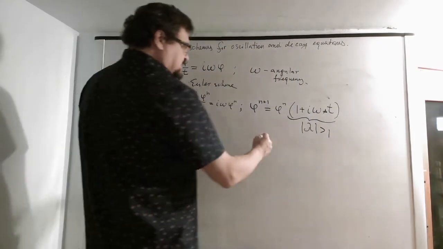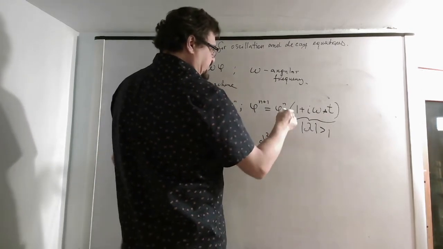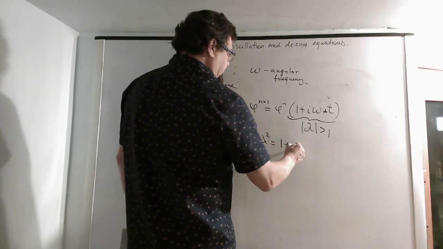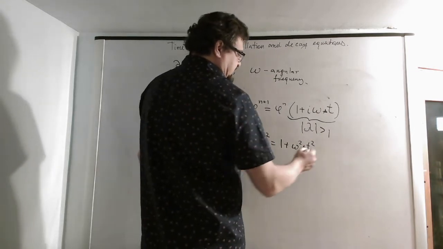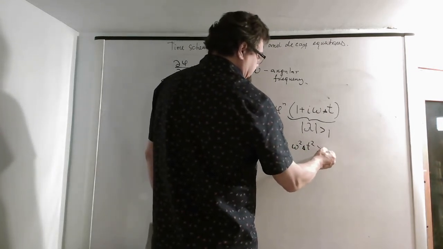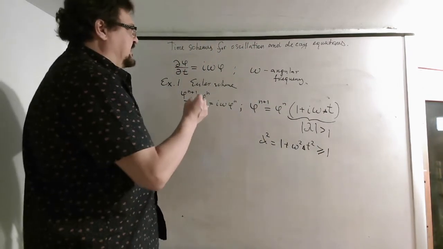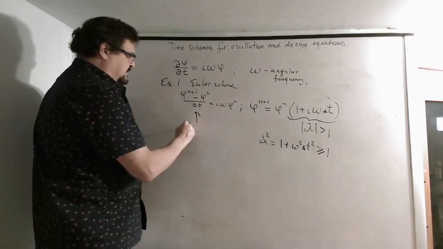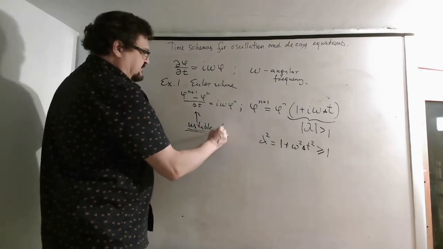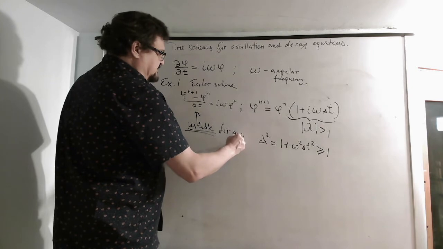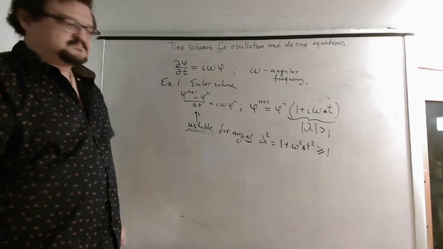To show that, just make lambda squared equal to the real part squared, 1 plus omega squared delta t squared. So we see that this obviously is greater than 1. So this scheme, the Euler scheme, is unstable. We can't use it for any delta t. So the Euler scheme we cannot use.